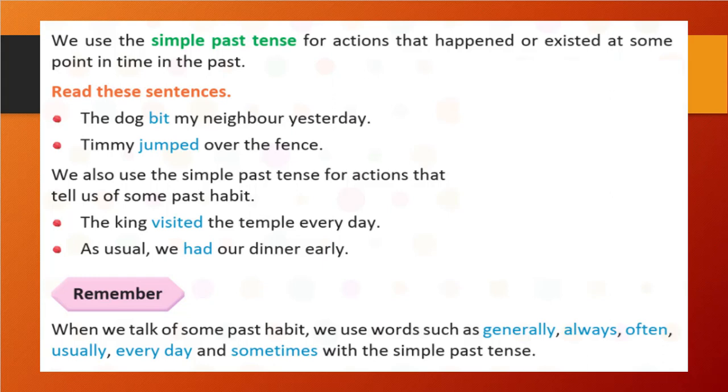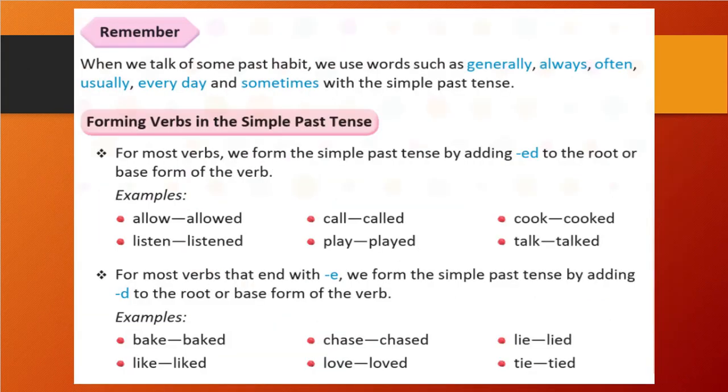Okay, so let's see further. So here, when we talk of some past habit, we usually use these, that we have already seen, right? Now we are going to look at forming verbs in the simple past tense. Now we are going to form the verb. Okay. For most verbs, we form the simple past tense by adding ed.